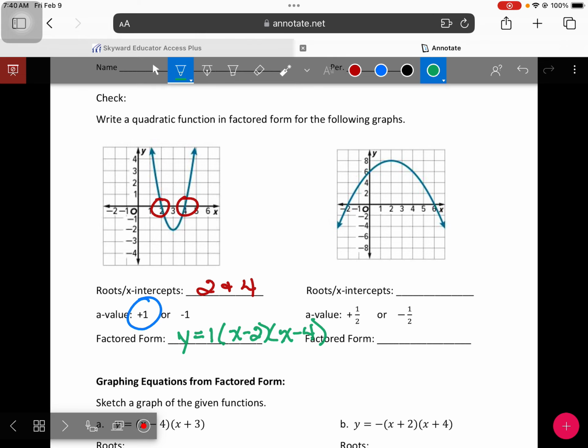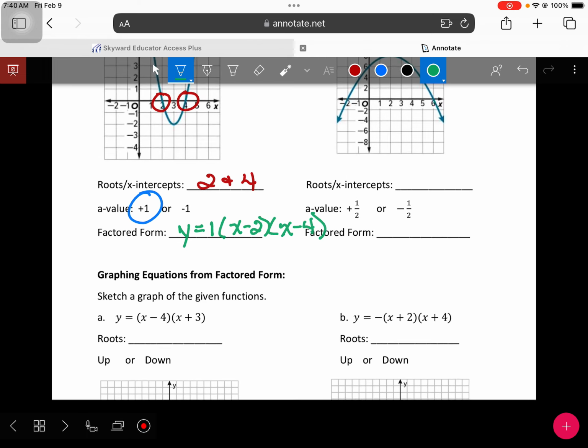All right, you try the one next to it. Give you a few minutes.